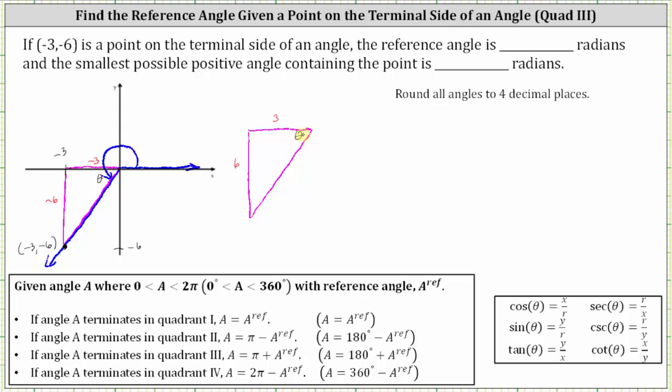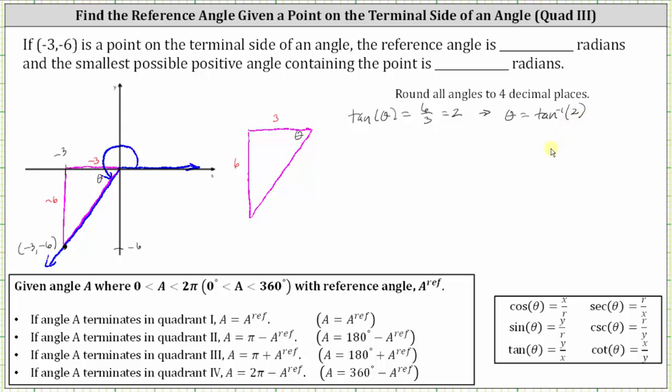On the coordinate plane, tangent theta is equal to y divided by x, or using the right triangle, tangent theta is equal to the ratio of the opposite side to the adjacent side, and therefore tangent theta is equal to 6 divided by 3, which is equal to 2, which means theta is equal to inverse tangent of 2.